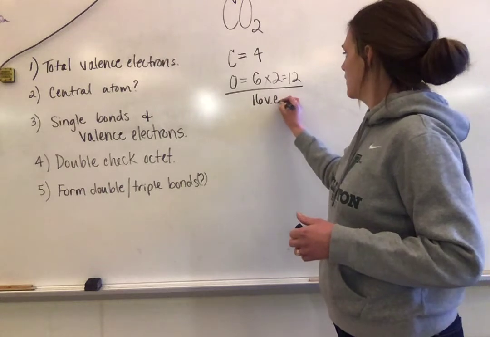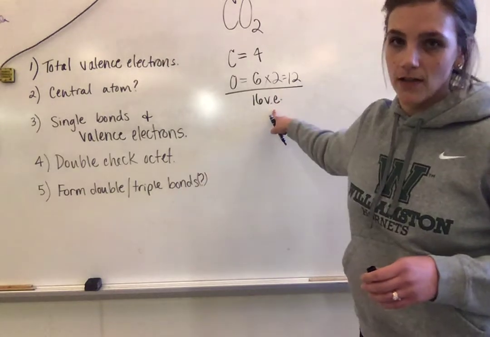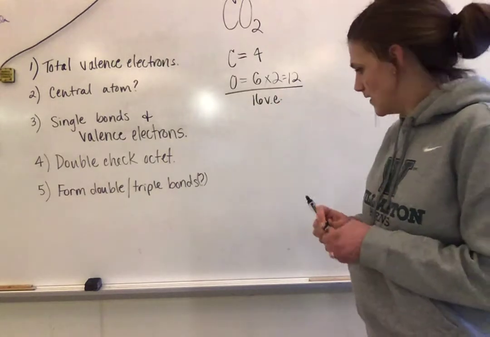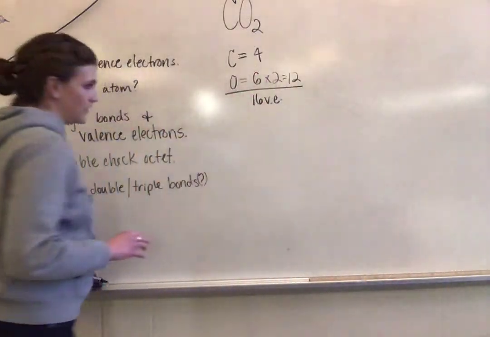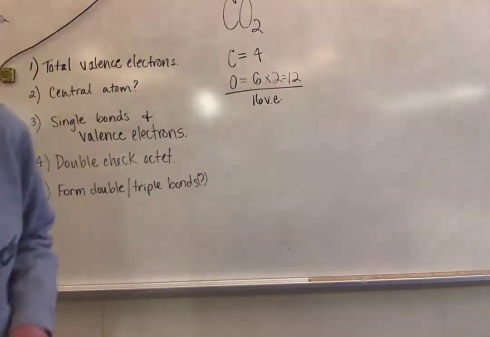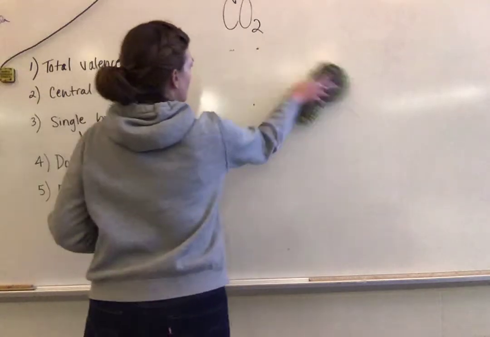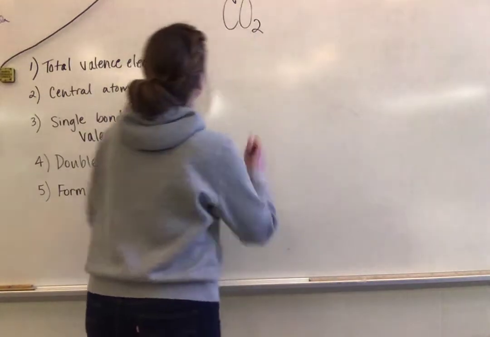All right. VE stands for valence electrons. 16 valence electrons. Now I'm going to erase this just because I need to have space to draw my stuff. But we're going to remember that. 16 valence electrons.